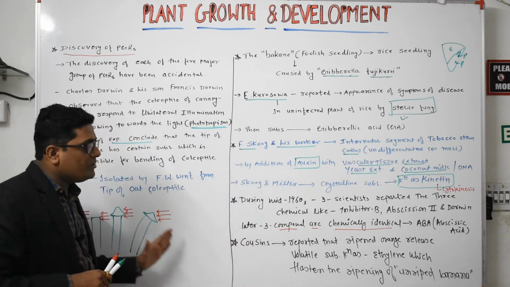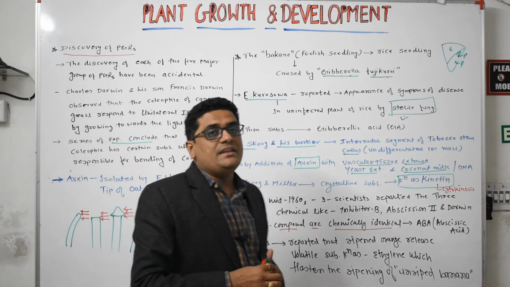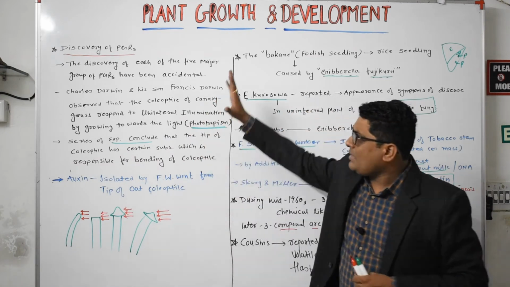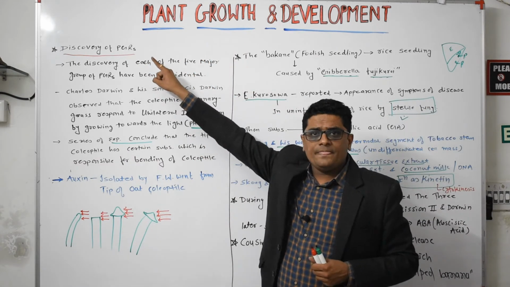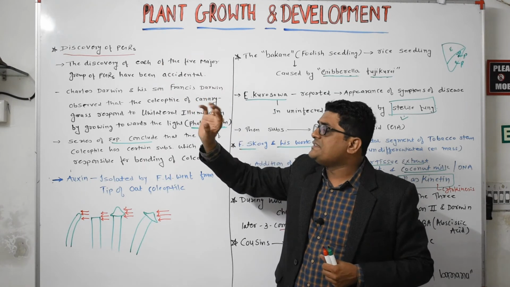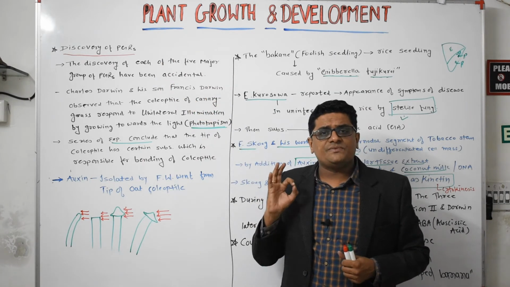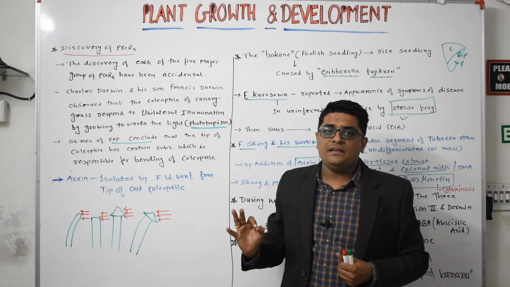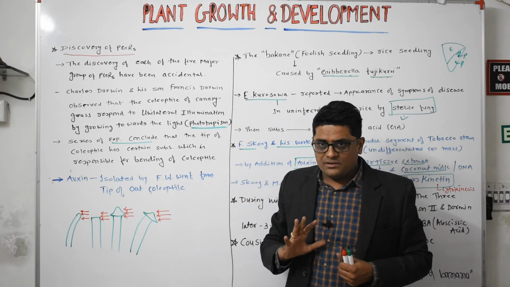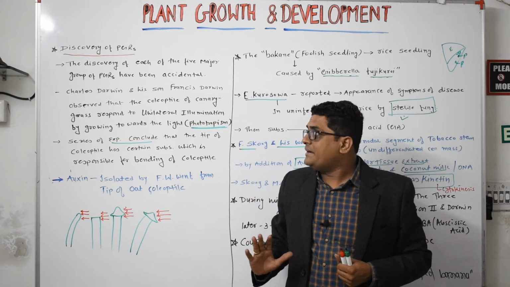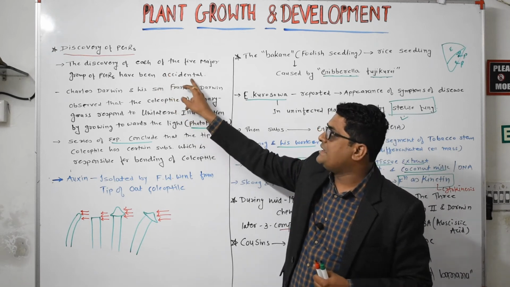Okay, so this is all about the discovery of the various hormones. Look at the discovery of the plant growth hormones. The first discovery of each of these five hormones was accidental. They were not discovered experimentally; they were discovered accidentally.